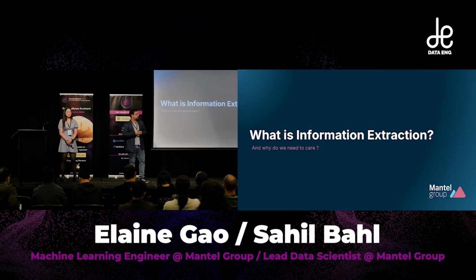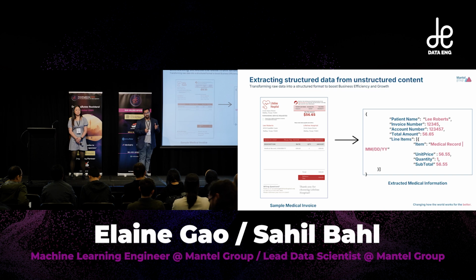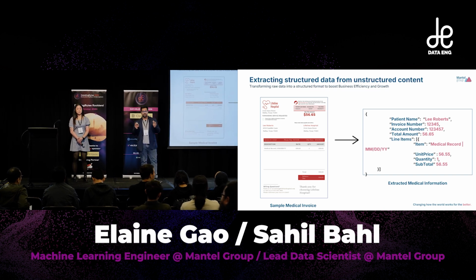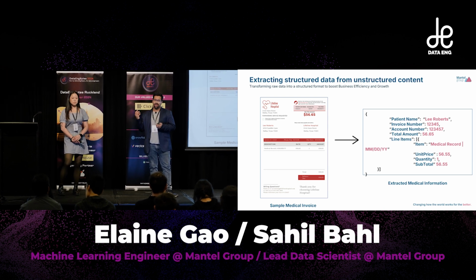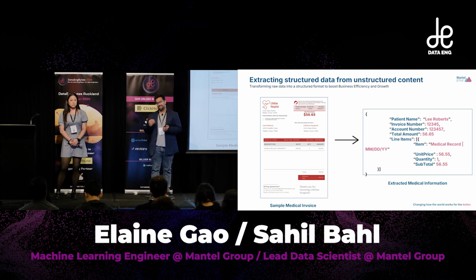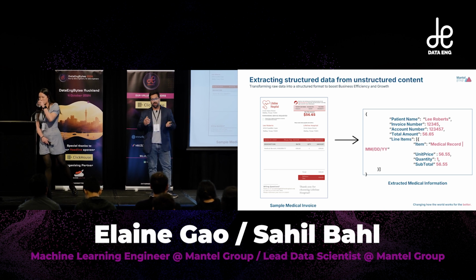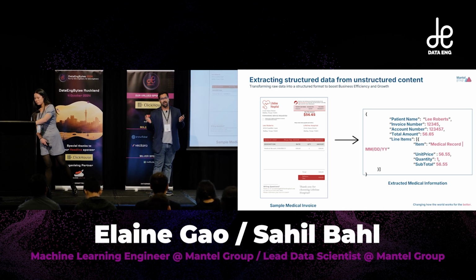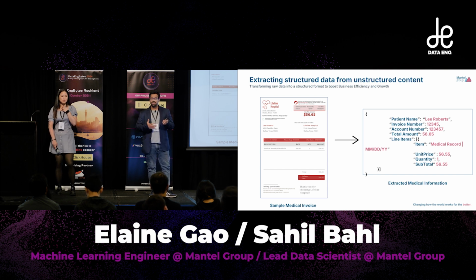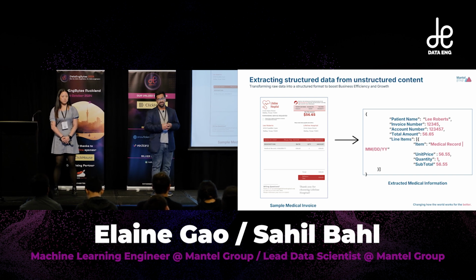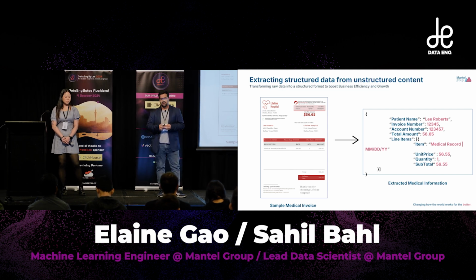So the first question is, what is information extraction, and why do we need to care about it? Well, information extraction, that sounds like a fancy word, but essentially it's taking some unstructured data and getting the relevant information out from this unstructured data. So it could be an invoice, it could be any sort of unstructured files or receipts or some business domain-specific documents. How can we really extract relevant information from these sort of documents?